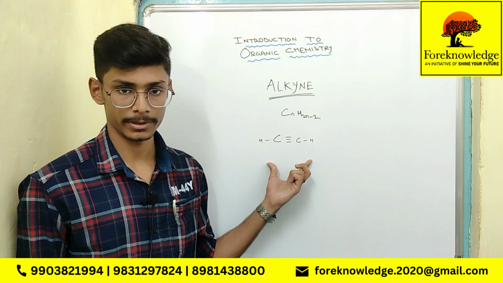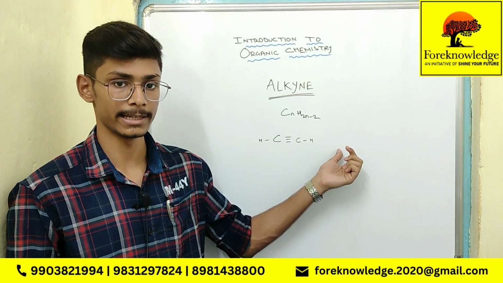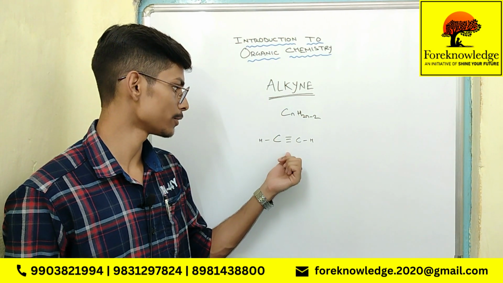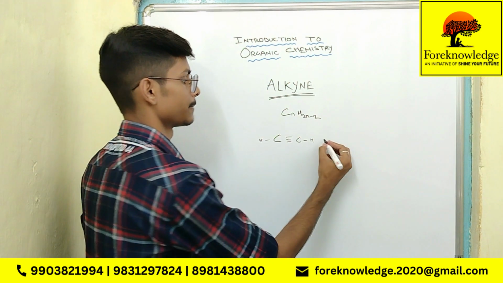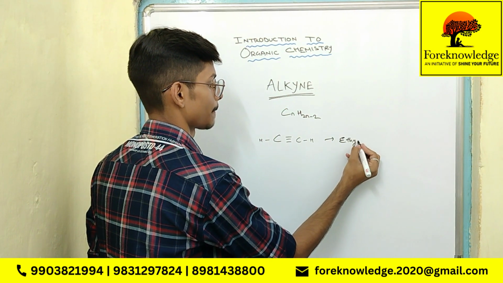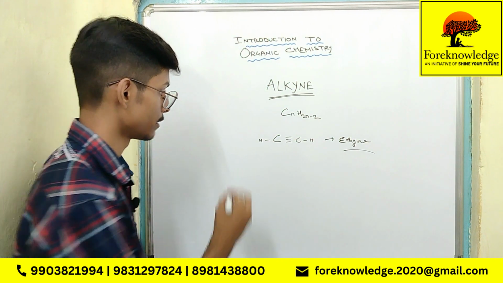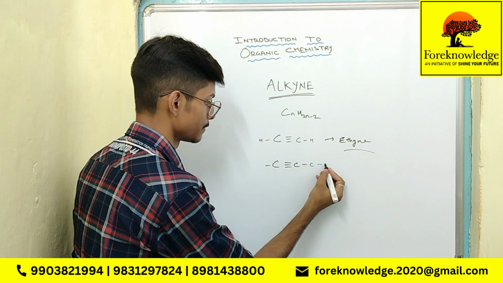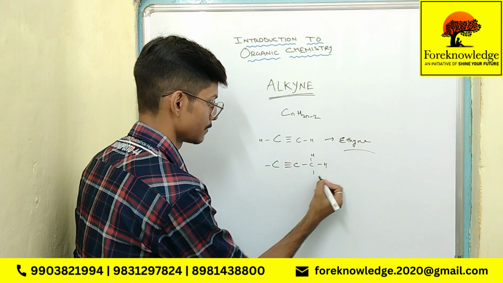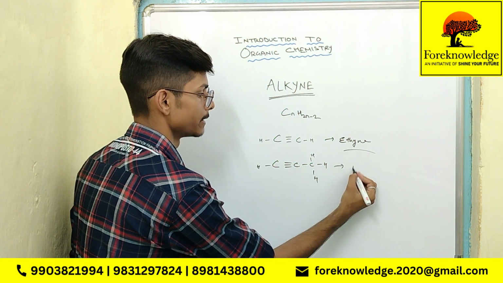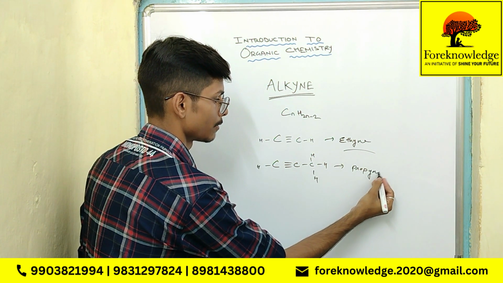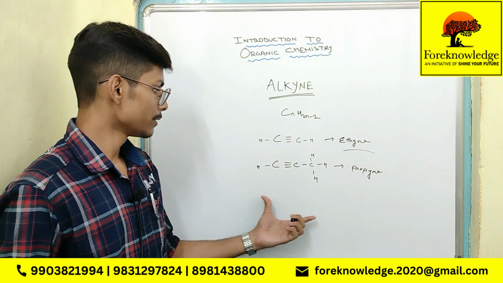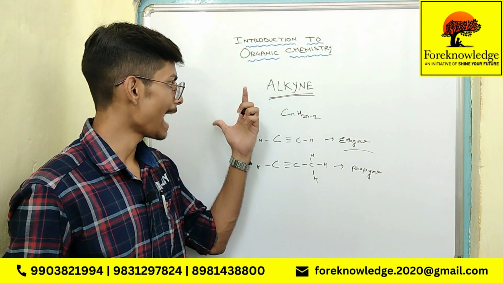What is the name of this compound? The name of this compound is ethyne, E-T-H-Y-N-E. Two carbons, therefore its root name is eth, and as a triple bond is present, yne, ethyne. Now when three carbons are there, it's propyne. Similarly, butyne, pentyne, hexyne. So this was all about aliphatic hydrocarbons.